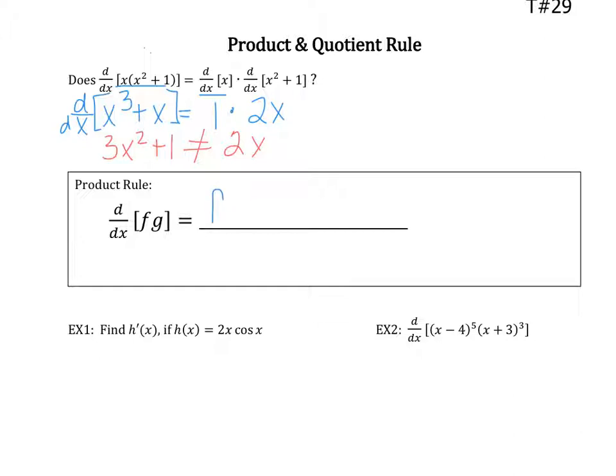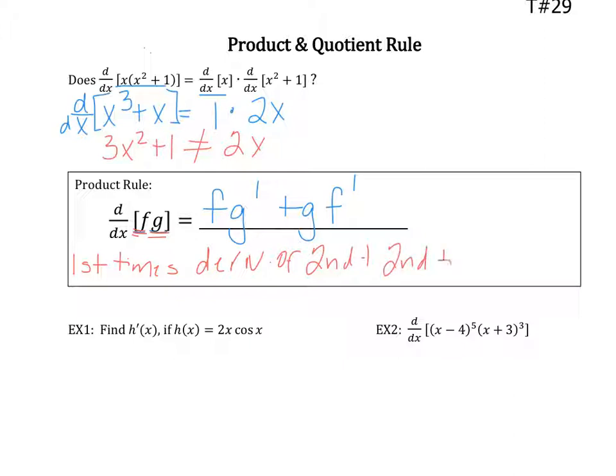And it's, you're going to have f and g, so those are your two functions of x. You're going to do f times g prime plus g times f prime. Or in words, I call this guy the first one, this guy the second. So I say in my head, first times derivative of the second plus second times derivative of the first. First times the derivative of the second plus the second times the derivative of the first.